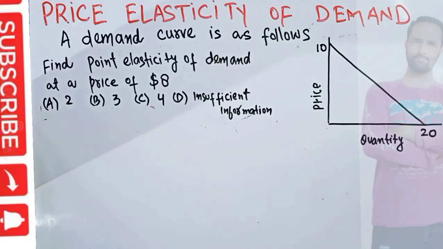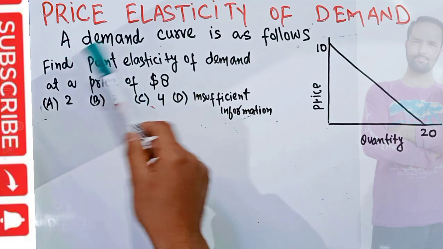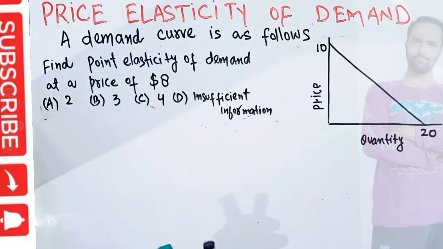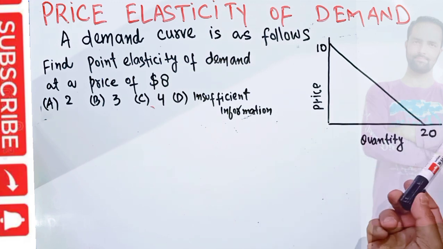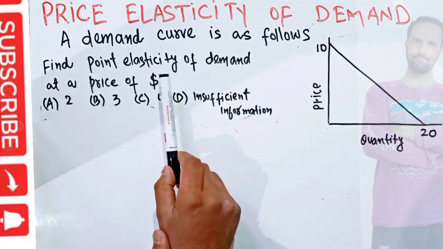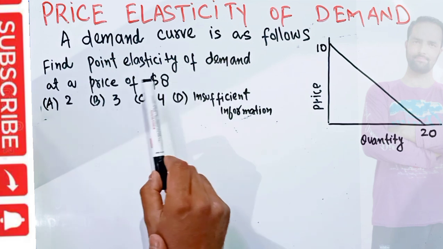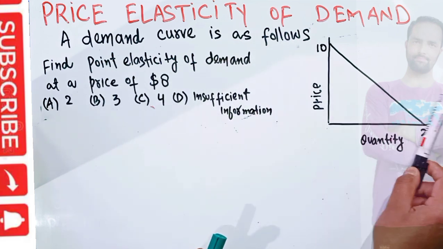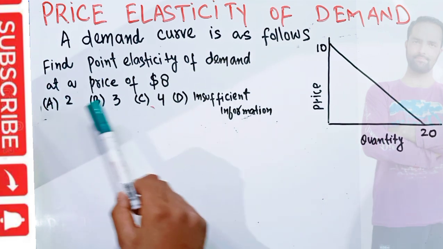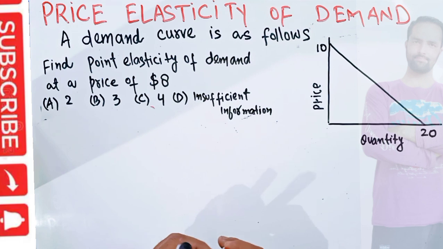In this video, we will solve a tricky question on price elasticity of demand. The question is, a demand curve is as follows. We are being given this figure, which is the demand curve for a good. So we have to find out the point elasticity of demand at a price of $8. Given this figure, we need to calculate price elasticity of demand. Options are 2, 3, 4, and D option is insufficient information. We need to check out the correct option here.